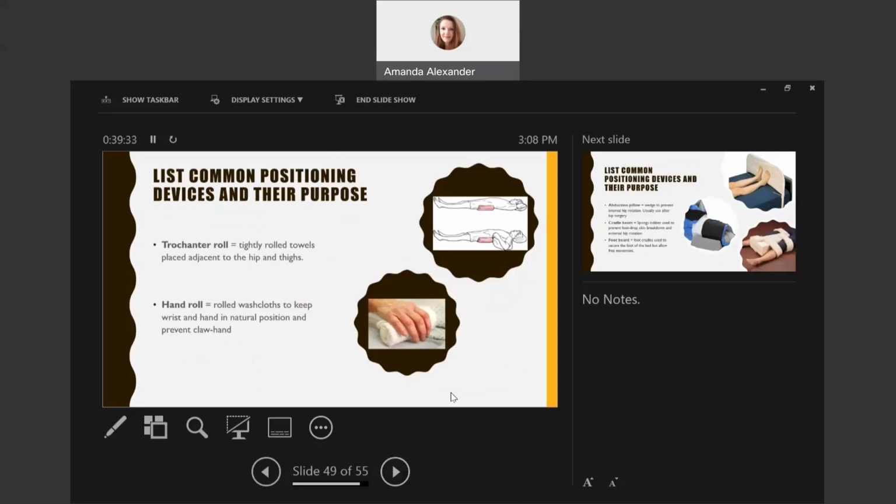Less common positioning devices and their purpose. The trochanter roll is a roll placed near the hip or adjacent to the hip and thighs to keep the patient from having a tilted or elevated hip to one side. A hand roll is usually a washcloth that's used to keep the hand in a neutral position so it doesn't contract. The fingers don't have contractures.